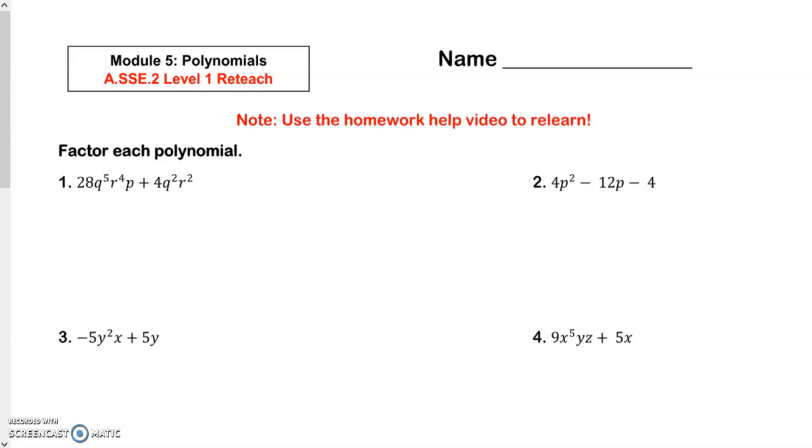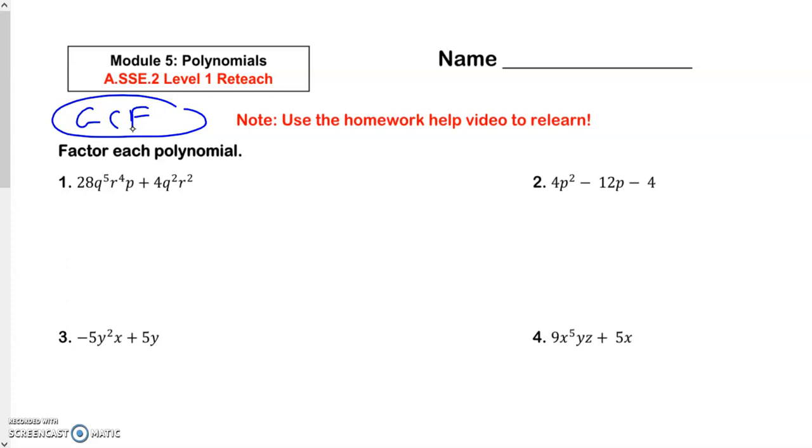Okay, today we're doing Module 5, Polynomials, A.SSE.2, Level 1, Reteach. We need to factor each polynomial. Now, the golden rule with factoring is that you should always look for the GCF. It's what's going to haunt you for the rest of the units.